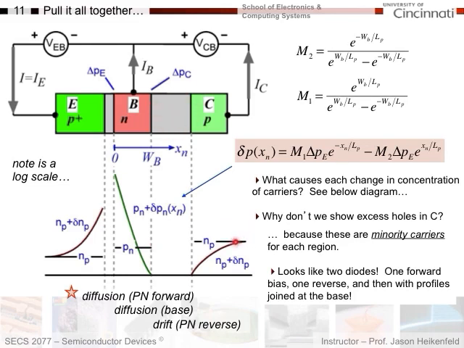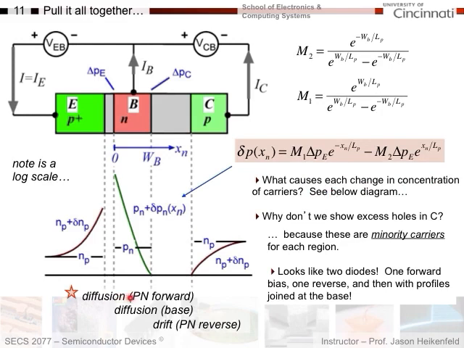And so if I look at the minority carrier electrons over here, its profile goes to zero because every electron at the edge of the cliff for a reverse biased diode falls off the edge as well. Okay? And so the question I have for you as a bit of review is what causes the change in concentration of carriers for each of these?